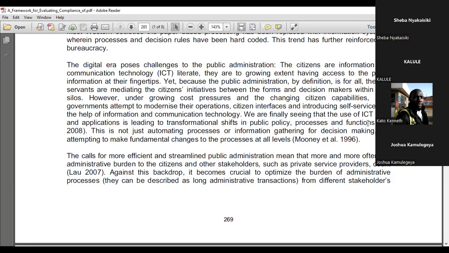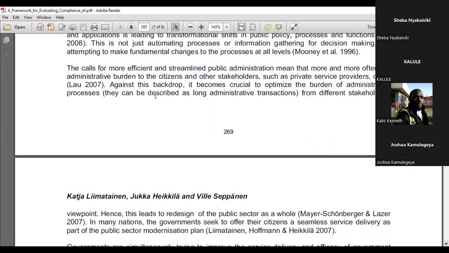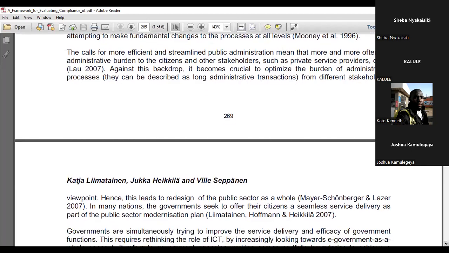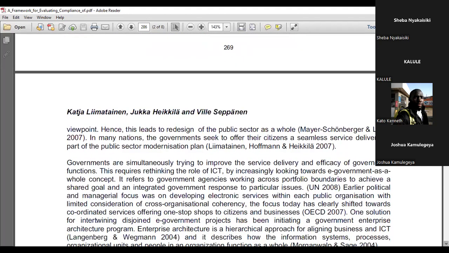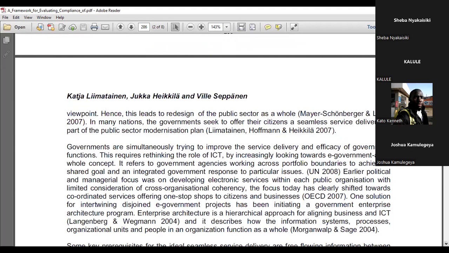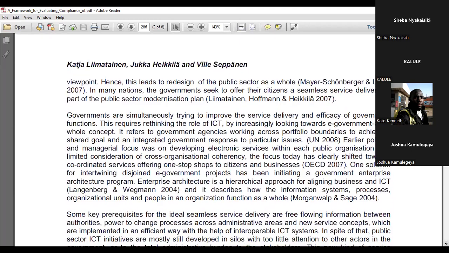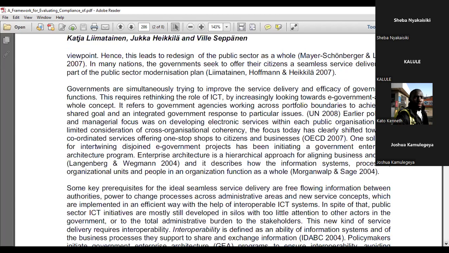We're finally seeing that the use of ICT tools and applications is leading to transformational shifts. There's calls for more efficiency and streamlined public administration mean that more and more often administrative burden to citizens and other stakeholders, such as private sector, and so on. Against this backdrop, it becomes crucial to optimize the burden of administrative processes from different stakeholders. Hence, this leads to redesign of public sector as a whole. So then let's move forward. They're still giving a background.